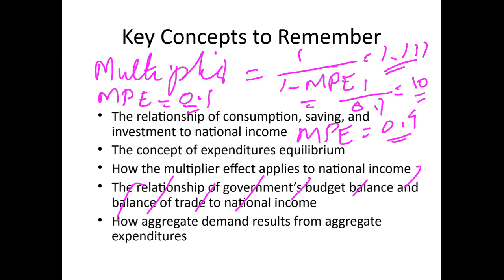10 times if the MPE is 0.9. But if MPE is only 0.1, and if government increases its expenditures by 1 million, then GDP will increase by 1.1 million only. Okay, so you know the relationship between multiplier and marginal propensity to expend.